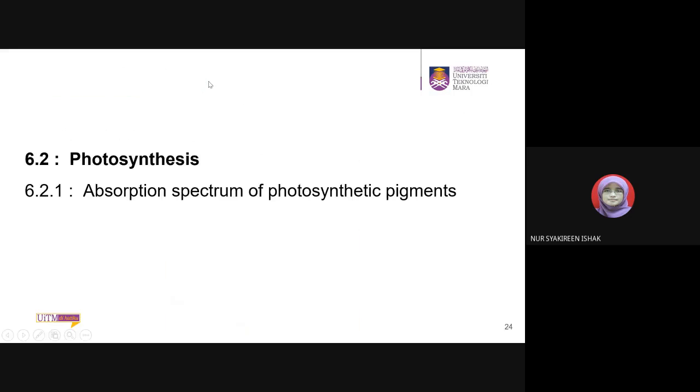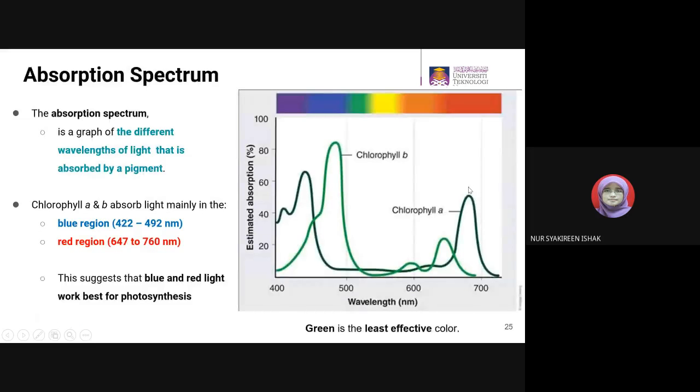So kat sini kita akan tengok ada dua jenis graph, which is the first one is absorption spectrum of photosynthetic pigments. So ini adalah graph untuk absorption spectrum. Okay, so what is absorption spectrum? It is a graph of different wavelengths of light that are absorbed by a pigment. So dalam absorption spectrum ni dia akan menghasilkan graph untuk setiap pigment yang kita nak study tu. So in this case chlorophyll A and also chlorophyll B. Juga boleh awak plotkan untuk carotenoids.